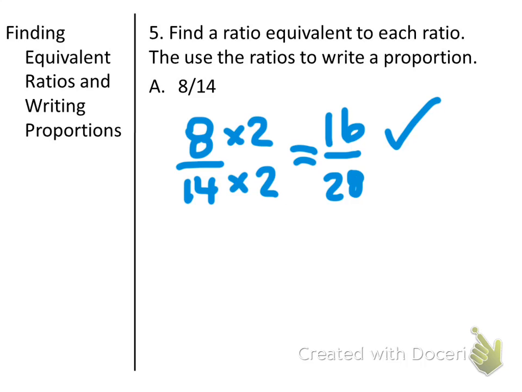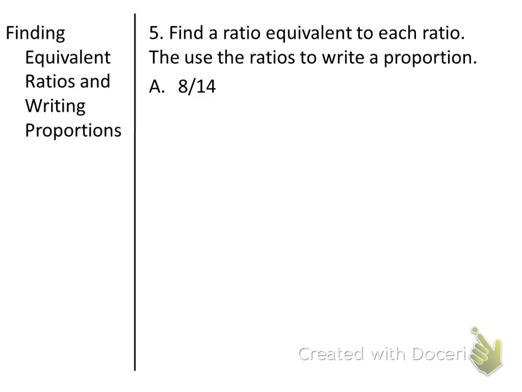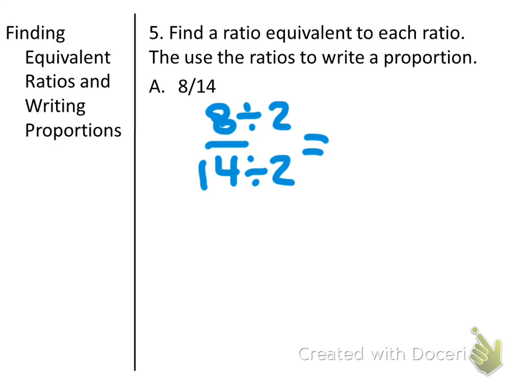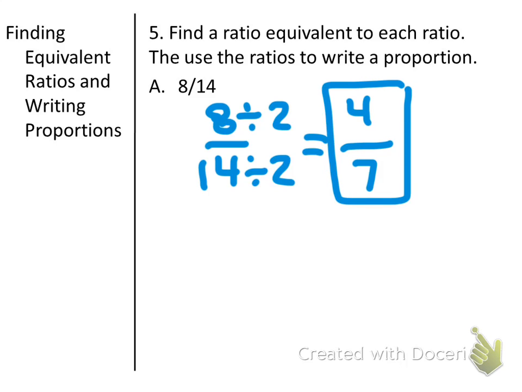Another way of doing this is if I were to divide. So if I went backwards by dividing, I know a common factor for 8 and 14 is 2, so divide by 2. 8 divided by 2 is 4. 14 divided by 2 is 7. Another proportion would be 4/7 and 8/14. You can divide or multiply to find equivalent ratios and write a proportion.